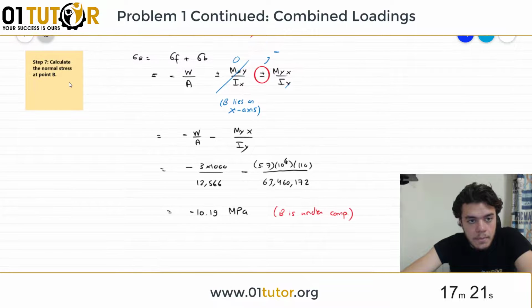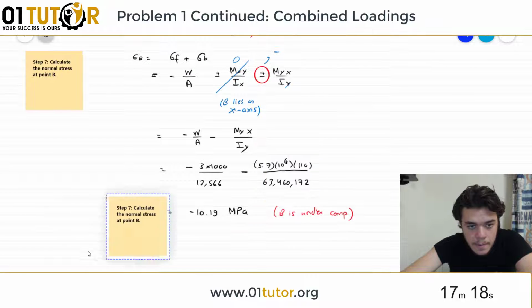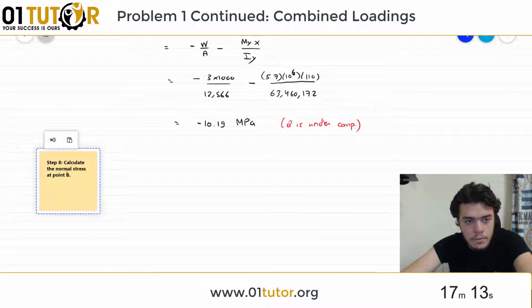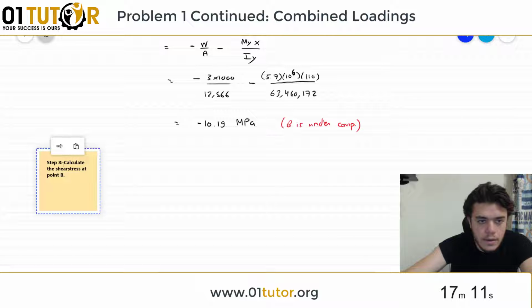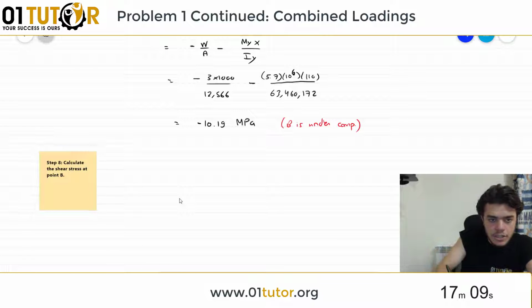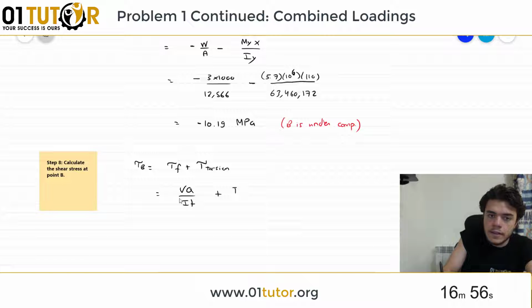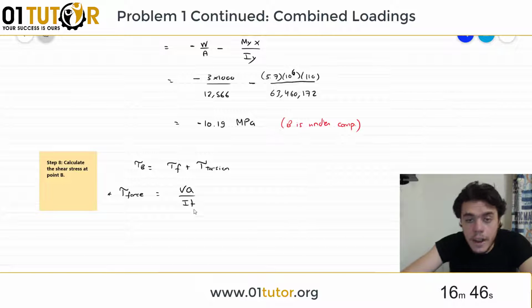Now, step number 8, which is the final step, very important step, which is calculate what? Calculate the shear stress at point B. And we have that the shear stress at point B is due to the force plus due to the torsion. And the force is VQ over It plus T. So let's start with the force alone. So tau due to the force is VQ over It.